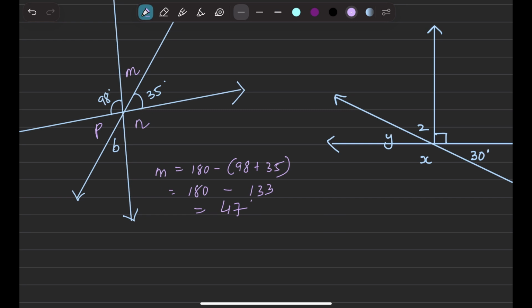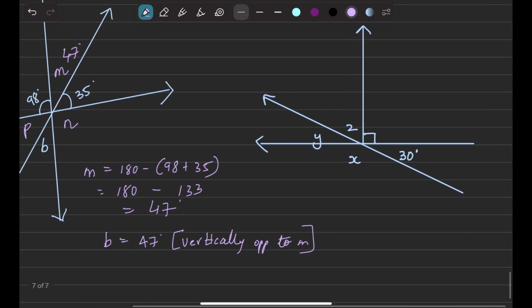Oh, we don't even need to find out P and N, guys. Why? Tell me. We found this as 47. Can I say now B is also 47? Because it's vertically opposite to M. That's it. We did not even need this P and N. I don't know why we wrote it.